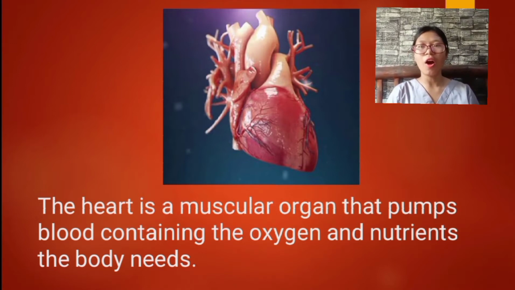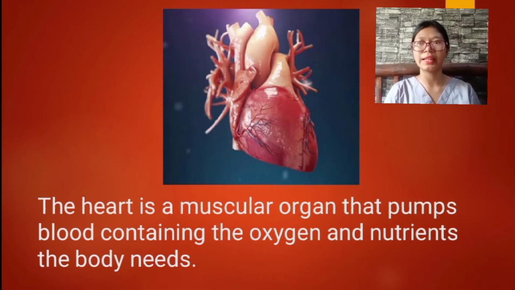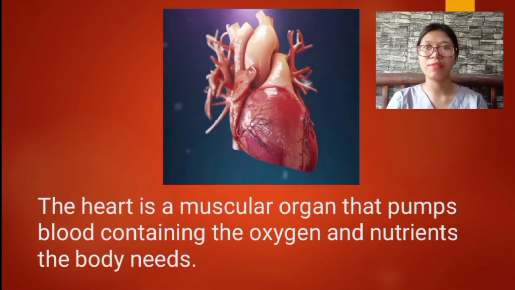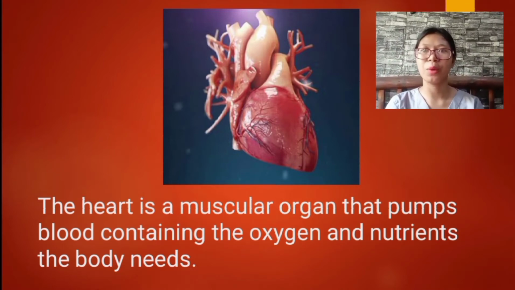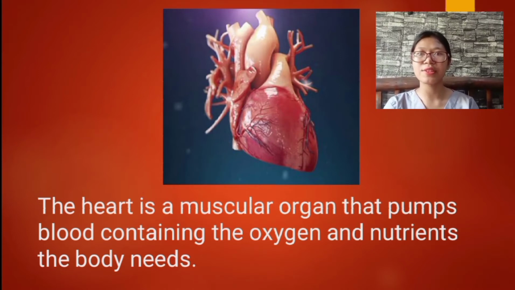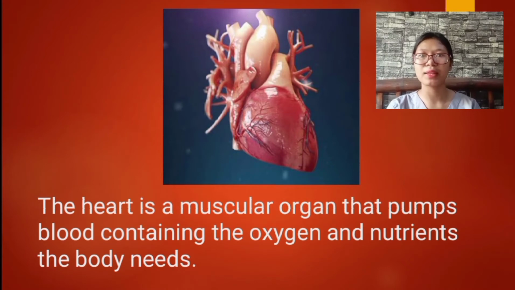The heart is a muscular organ that pumps blood containing the oxygen and nutrients the body needs. The heart is sort of like a pump, or two pumps in one. The right side of the heart receives blood from the body and pumps it to the lungs. The left side of the heart does the exact opposite. It receives blood from the lungs and pumps it out to the body.